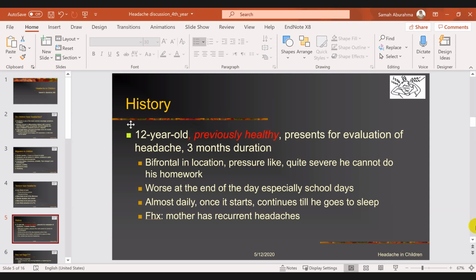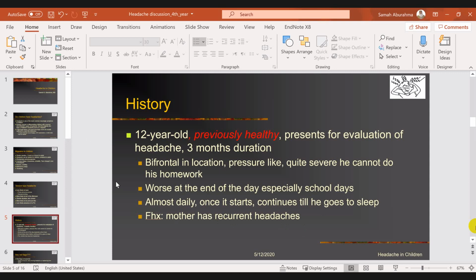Now, this child is 12 years old, previously healthy, and he presents for evaluation of headache of 3 months duration. The headache is bifrontal in location. It is pressure-like, and it is quite severe. He's unable to do his homework. It's worse at the end of the day, especially school days. It's almost daily. And once it starts, it continues till he goes to sleep. The family history, the mother has recurrent headaches.